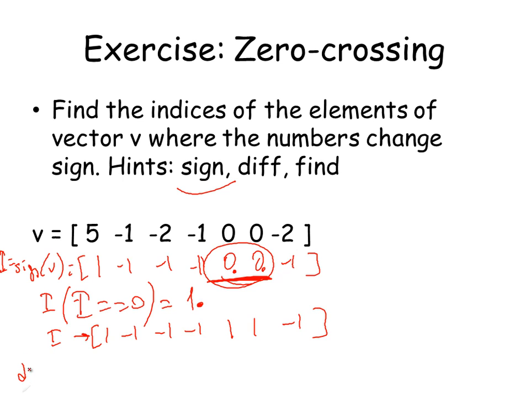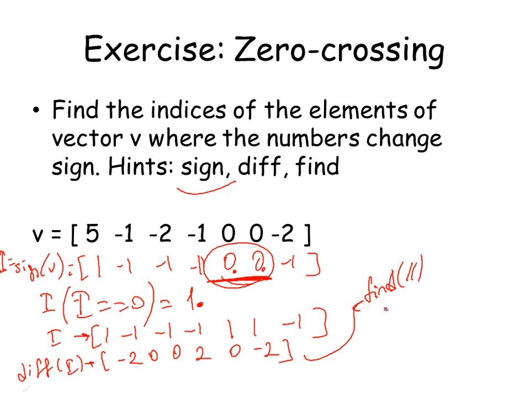And I've operated on these zeros and replaced them with 1, 1, 1, minus 1. And then if I take diff of I, I'll get minus 2, 0, 0, plus 2, 0, minus 2. Okay? And then if I apply find to that previous expression, it will give me 1, 4, and 6.